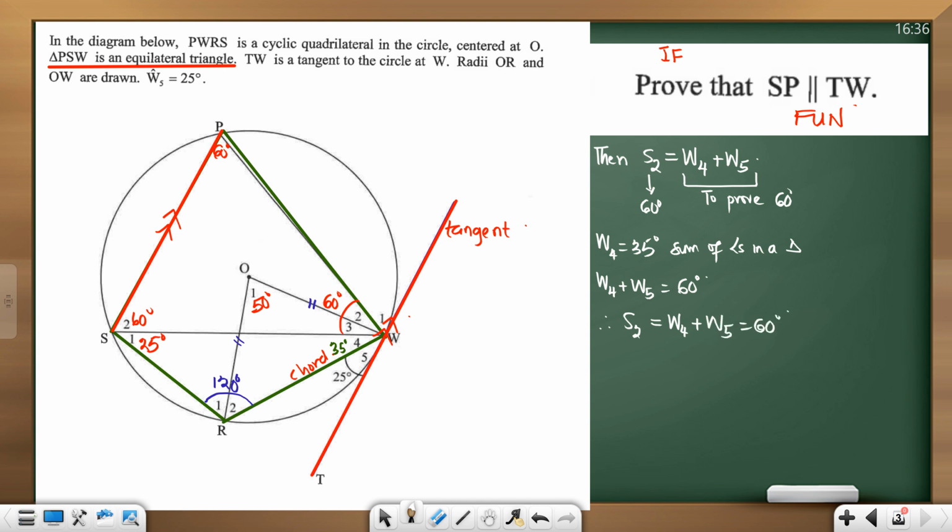Oh, by the way, we needed to state something. Why is S2 60? We need to state that. Equilateral what? Triangle. So W4 plus W5 equals to S2. We can now make a conclusion that SP is parallel.